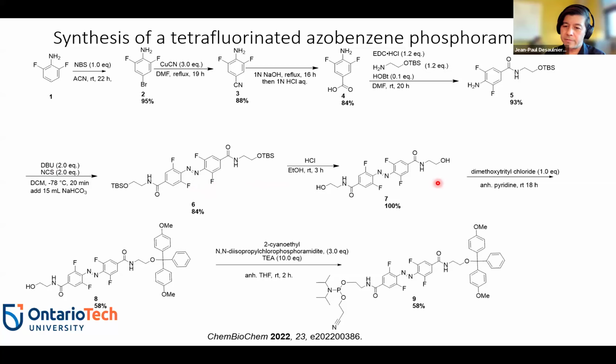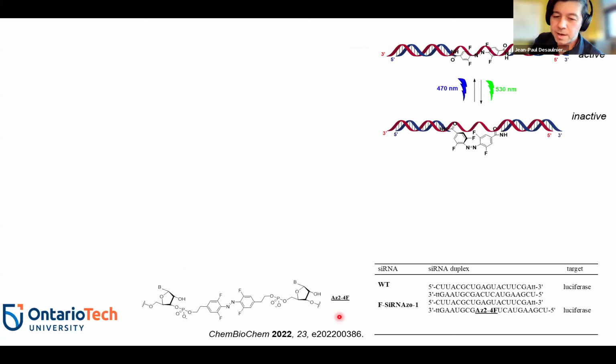So TBS groups come off with acid, the DMT group, and then phosphoramidite to generate this phosphoramidite that we can now incorporate within the siRNA. So at this stage, our model is still the same. We have this tetrafluorinated group, add green light, inactive, and then blue light could potentially reactivate it. And in this case, we designed an siRNA with this azobenzene in the middle, but this time on the antisense strand across from the central region of the sense strand. So it's within this area here.